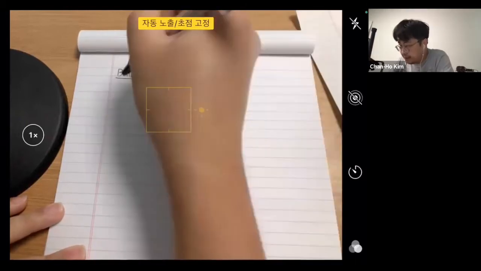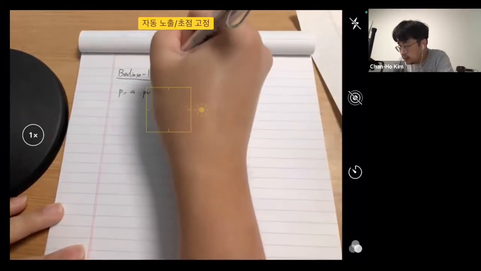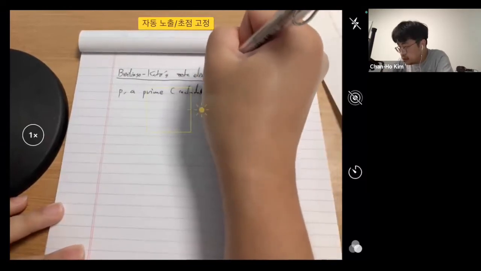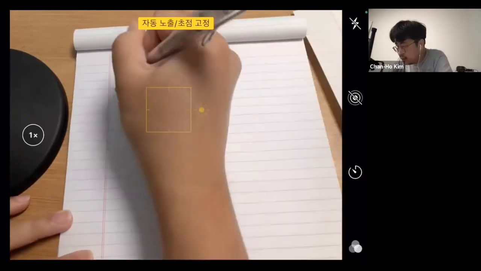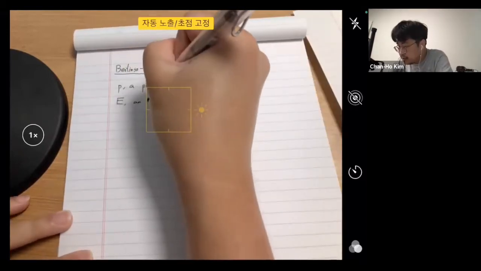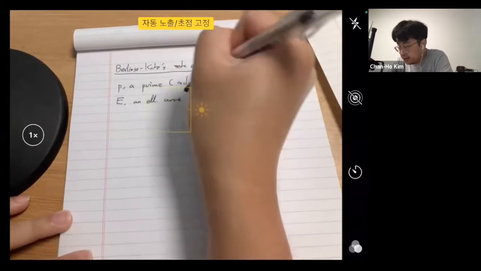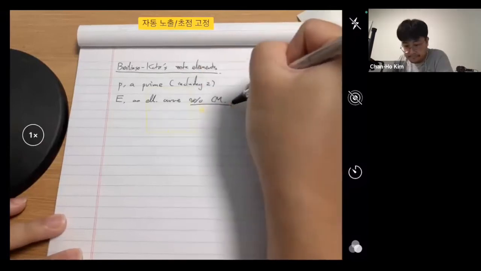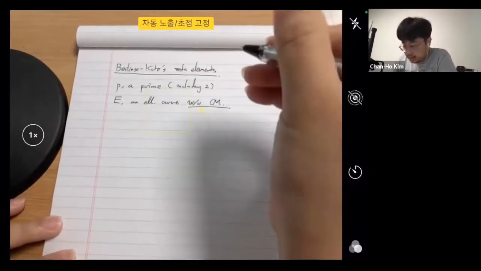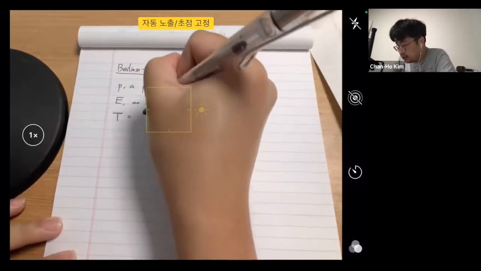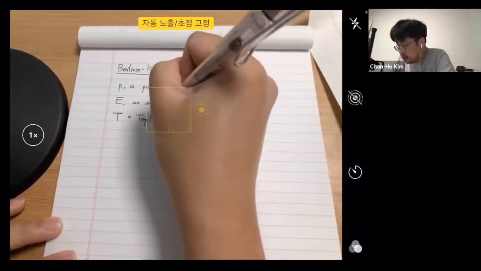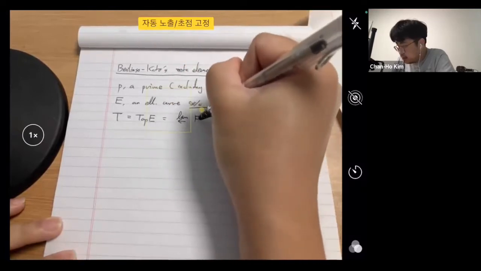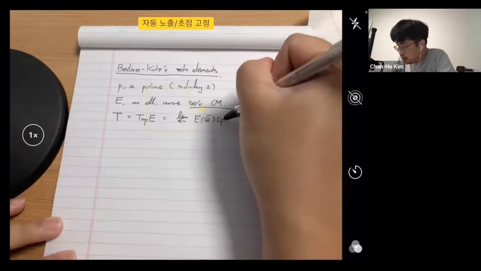Okay, let me fix a prime P, including 2. And E is an elliptic curve over Q, but I want to emphasize without CM. And T is the Tate module of the elliptic curve, which is defined by the inverse limit of the P power torsion.